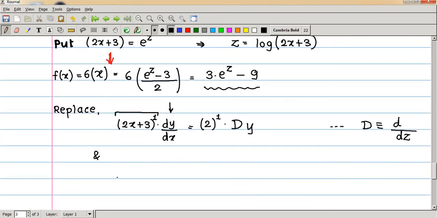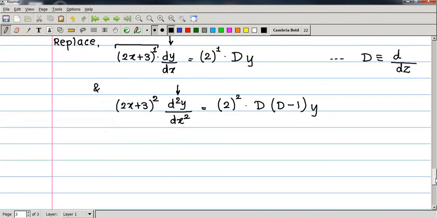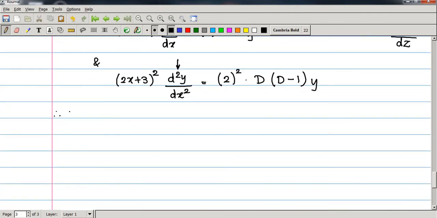And the second term, (2x+3)² into the second order derivative of y with respect to x. Again, the value of a is 2, it appears 2 times, into, since the derivative is of order 2, we take two linear factors D into (D − 1). So by using these two replacements, equation number 1 reduces to, therefore equation 1 becomes.